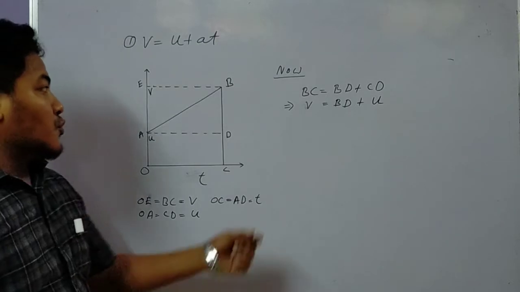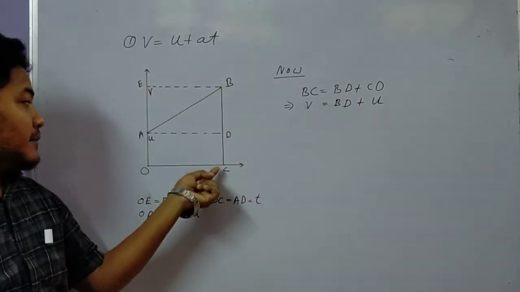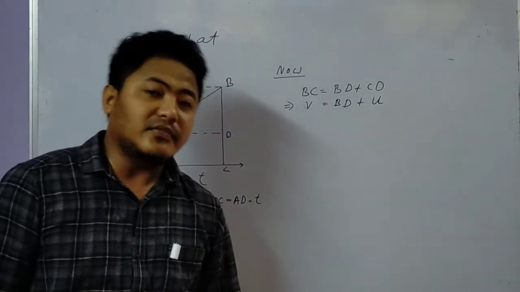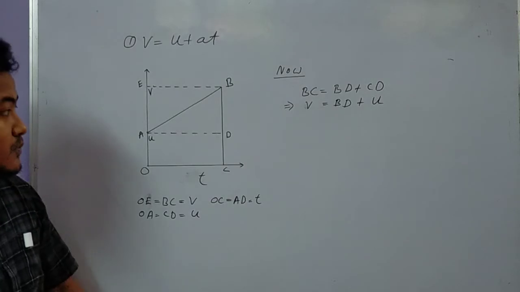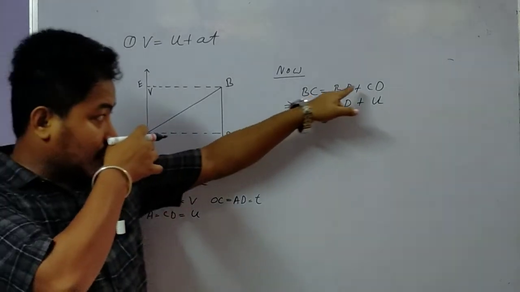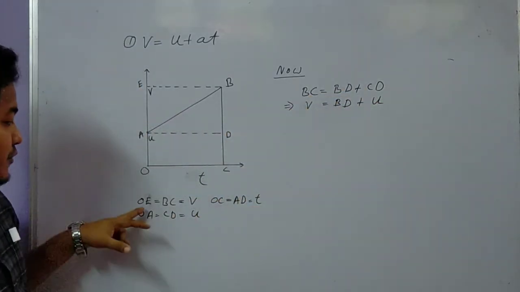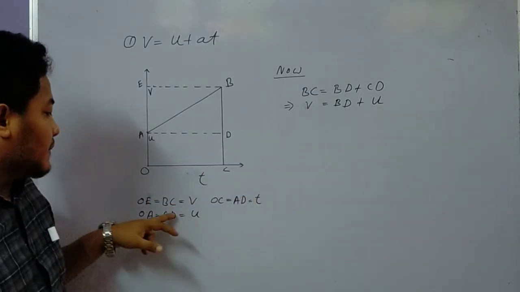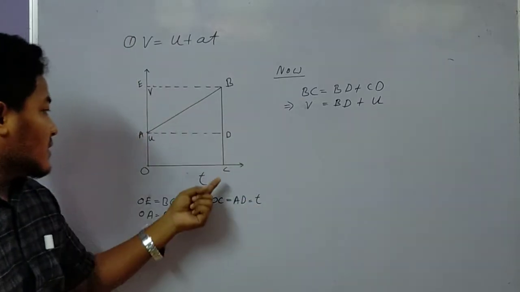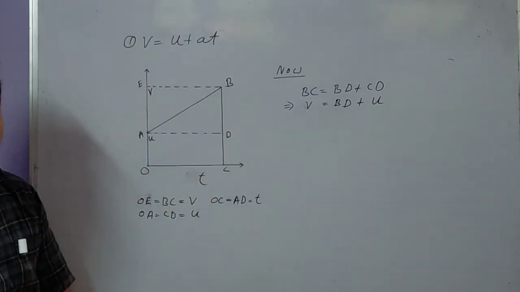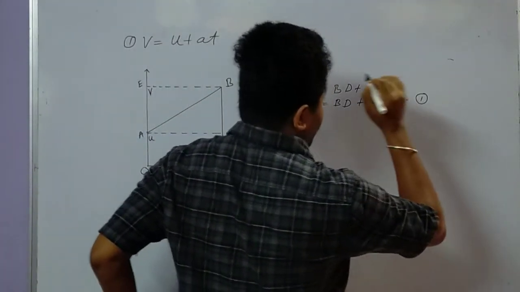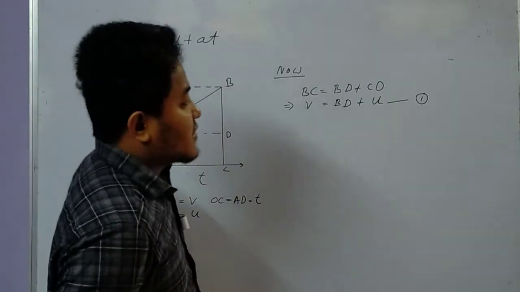Have you got it? So once I have started from this line, BC and OE are similar, and both are indicating the final velocity in this particular diagram. So BC is equal to BD plus CD, as I have written here. As per assumption, BC has been replaced by V, BD has no information, and CD is going to be your U, that is your initial velocity.